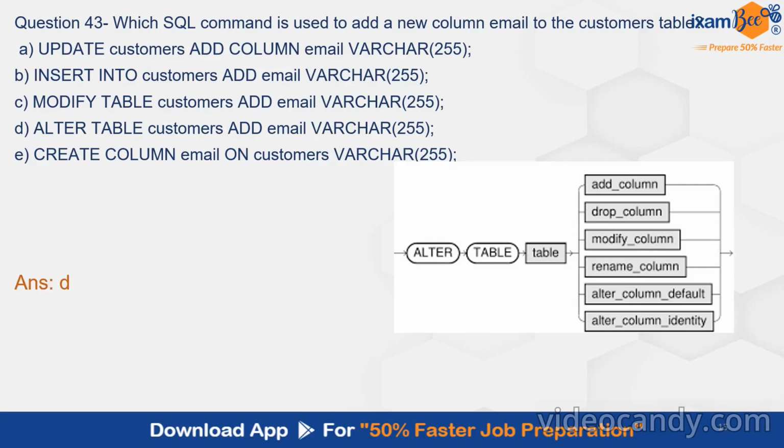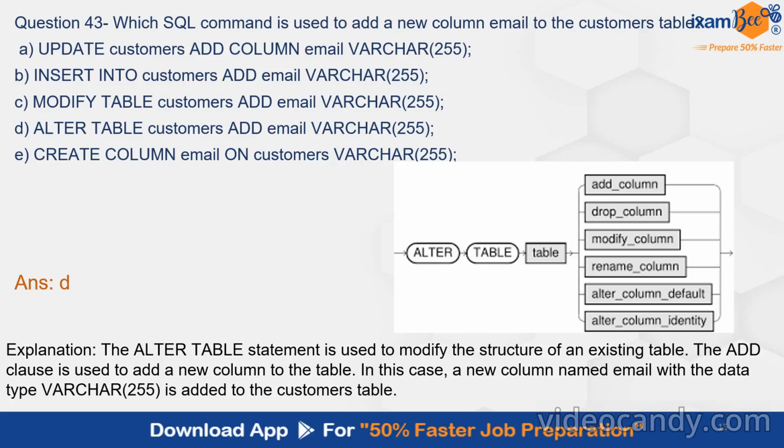And the correct answer is D, that is alter table customers add email varchar 255. So alter table command basically modifies the table structure. For example, we are adding a new column. So alter table customers add email varchar 255. Existing rows will have null values for the new column until they are updated. So once we update it, it will get the value in it, otherwise it will reflect the null values.